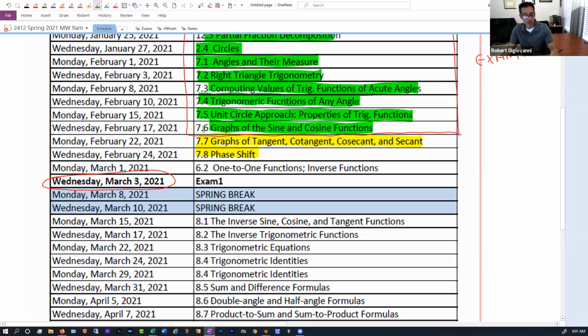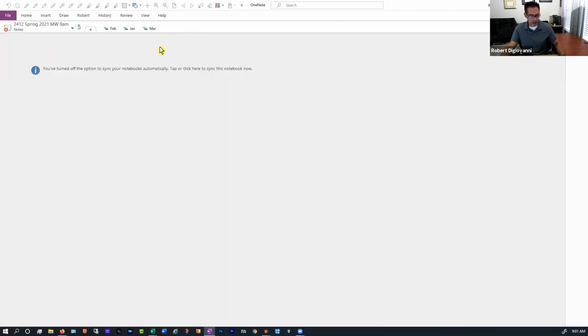So today we're going to talk about one-to-one functions, and then we're going to get into 8.1, which is the inverse trig functions. So 6.2 is where we're going to start. This should be a review. This is something you cover in college algebra, but I'm going to be pretty thorough about it. So if you don't remember it, it's okay. You should be all right. Any questions before I begin?